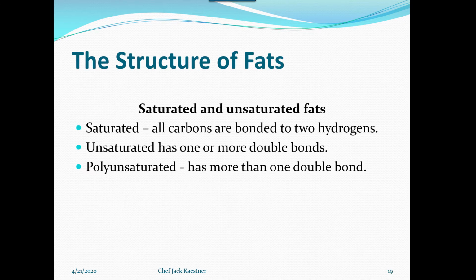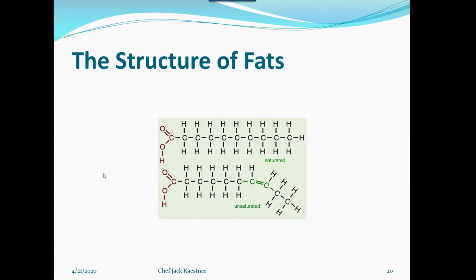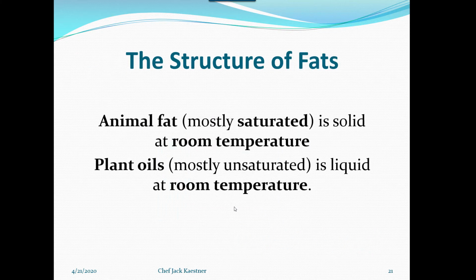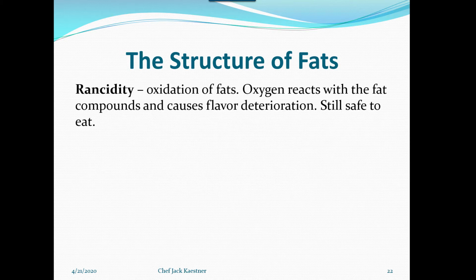So the structure of fats, you've got saturated fats and unsaturated, monounsaturated and polyunsaturated. To give you a visual, we'll go with saturated, where each carbon has 2 hydrogens all the way through. But in unsaturated, some of the carbons in the middle are attached to only one hydrogen, and then there's a double bond with the carbon. Generally, animal fat is mostly saturated. It is solid at room temperature. Plant oils are mostly unsaturated, liquid at room temperature. Rancidity is just the oxidation of fat. It gives it an off flavor and smell, but it's still safe to eat.